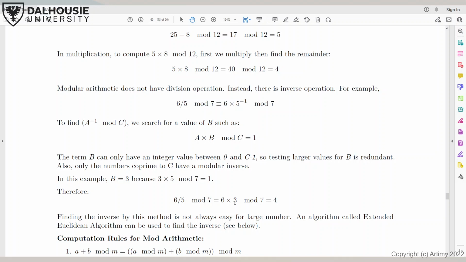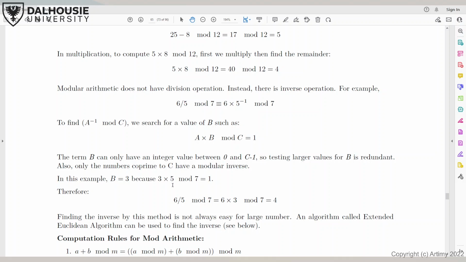Okay, so there is another condition before we continue. Only numbers that are coprime can have a modular inverse. Okay, so what does that mean? What is coprime? Coprime, or sometimes we call it relatively prime, are two numbers that don't have to be prime numbers, but they don't have any common factor. So here, 5 and 7, they don't have a common factor, so we can find an inverse to 5.